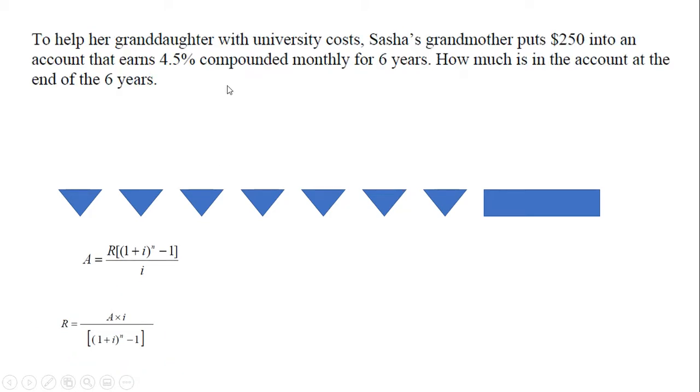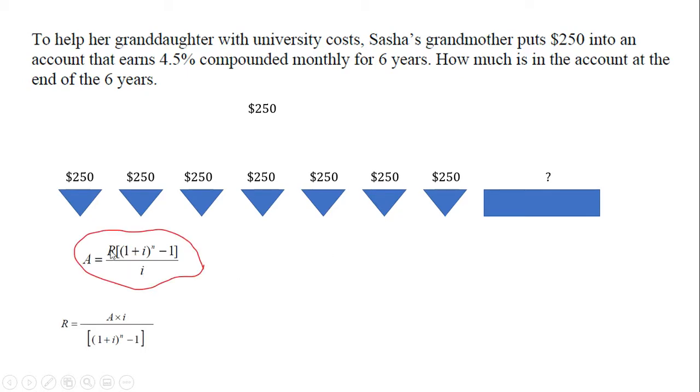The next question is the question of Sasha's grandmother putting $250 into an account monthly. She's doing this on a regular basis. So ask yourself about that $250. Does that go into these boxes here, which are the boxes where you put the amounts every month or every quarter? Or does it go into the big box on the end? That's really what you have to ask. So I'm thinking, I need to put those $250 into the little triangles. And then what I'm trying to figure out is how much goes into the box on the end. And in that case, I'm going to use this formula here to do that.